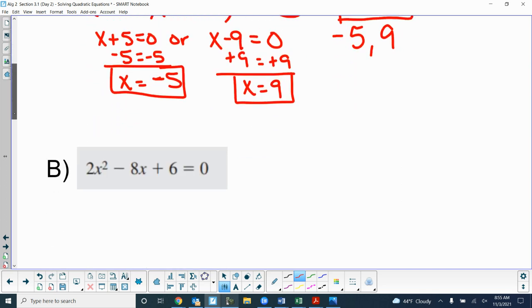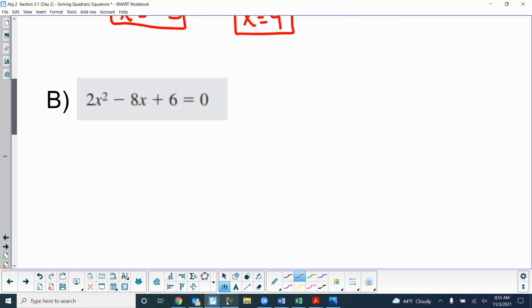Good. All right. Is there a GCF? Yeah, what is it? 2. So factor the 2 out. William, when I pull the 2 out, what's the first term become? Good. What's the middle term become? I pull the 2 out of 8. Divide. 4, right. And then what?